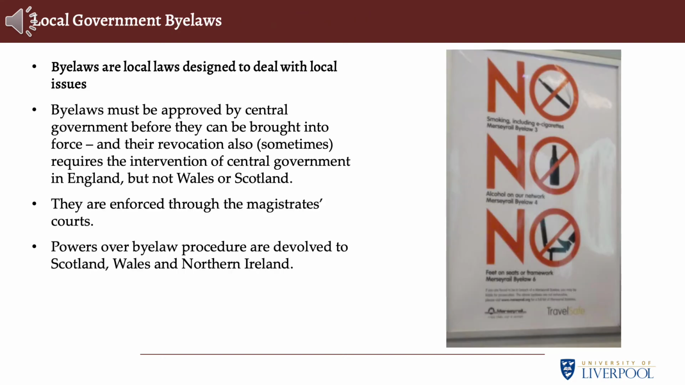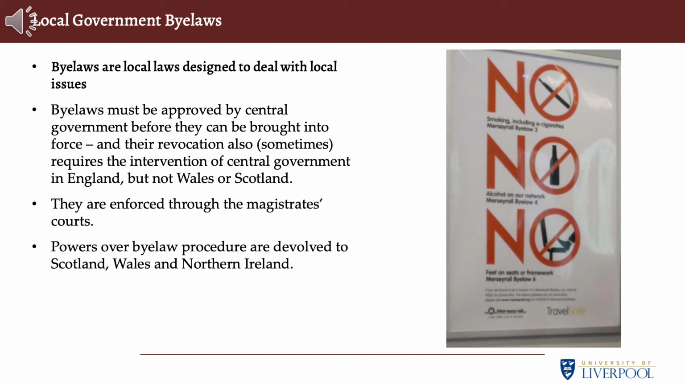Local authorities and certain other bodies have powers under various Acts of Parliament to make bylaws, which are essentially local laws designed to deal with local issues. Powers over bylaw procedure are devolved to Scotland, Wales and Northern Ireland. Now in England, bylaws must be approved by the central government before they can be brought into force. The revocation also requires the intervention of central government. The rationale for this is that bylaws create criminal offences and should therefore be subject to scrutiny by central government.